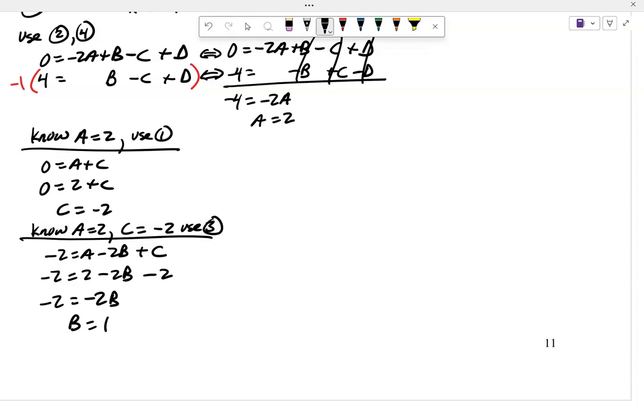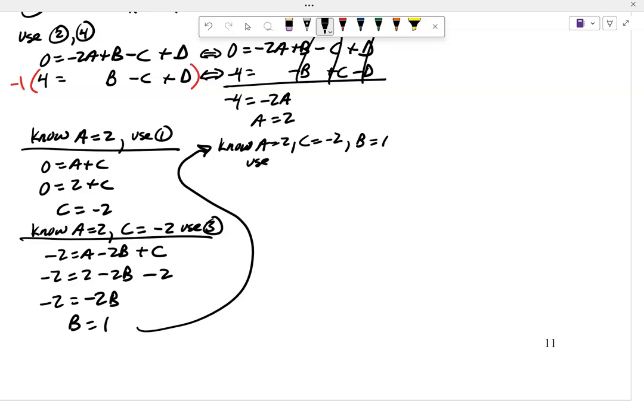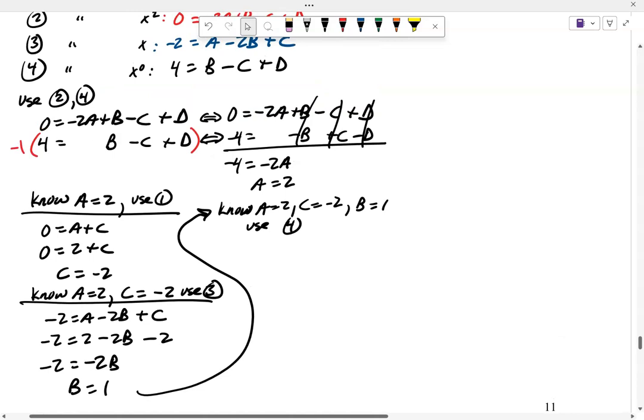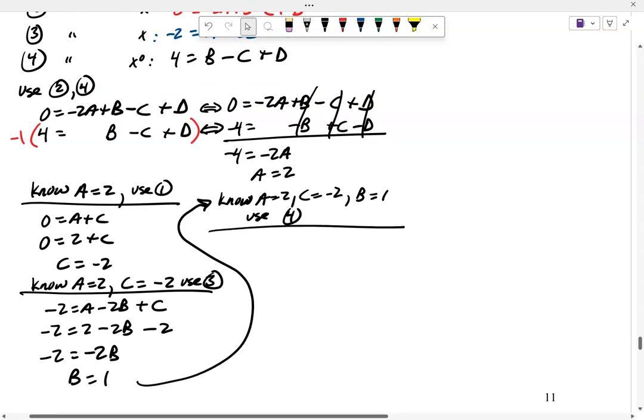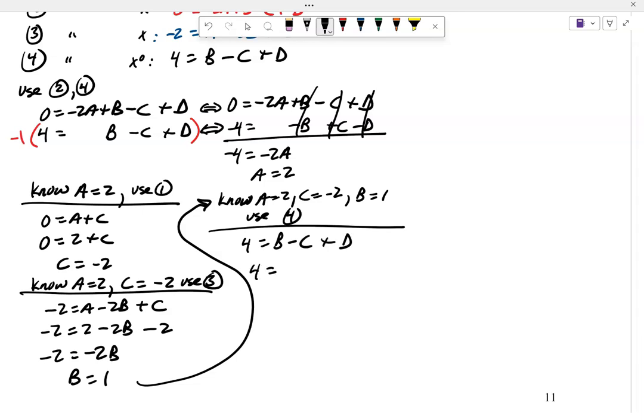And so now let me come up here. Now I know a is 2, c is -2. I also know b is 1. Let's use 4. 4 will give me b minus c plus d. 4 will give me the d. So that 4 equals 3 plus d. D ends up being 1.